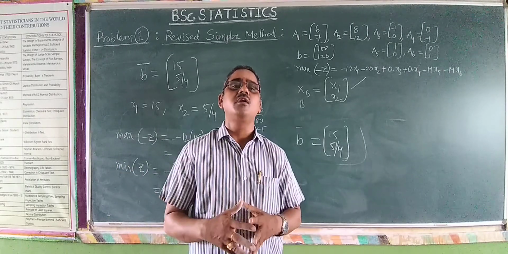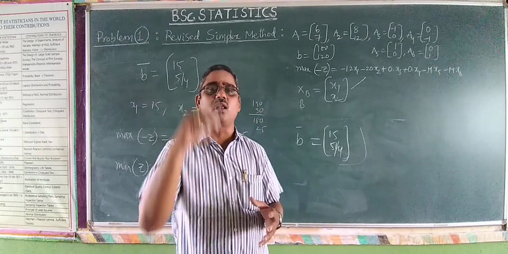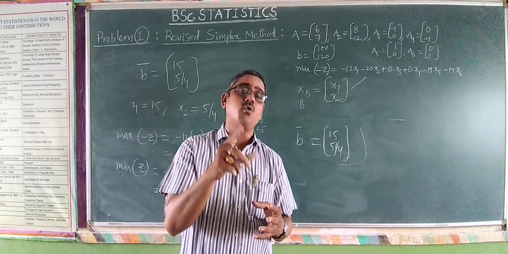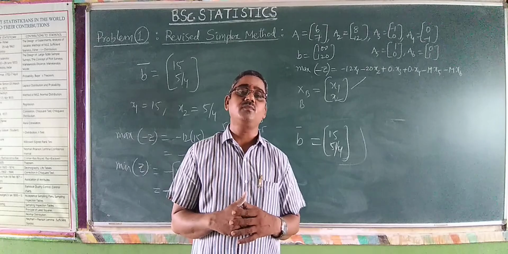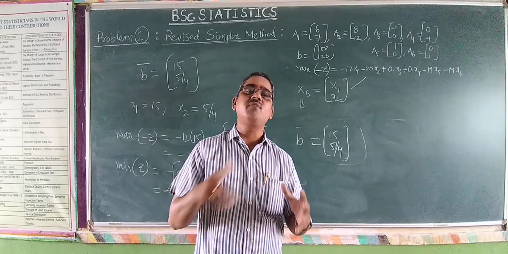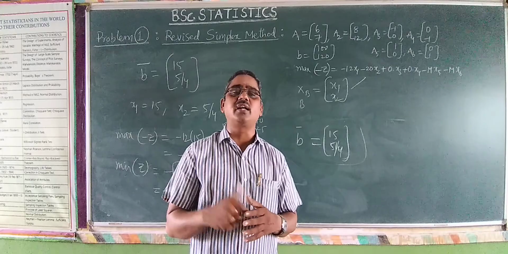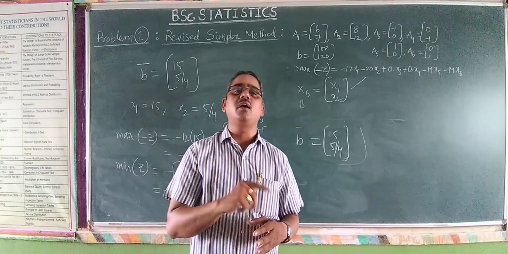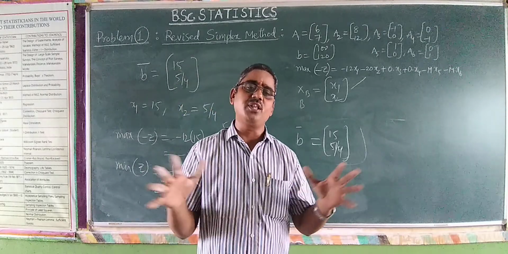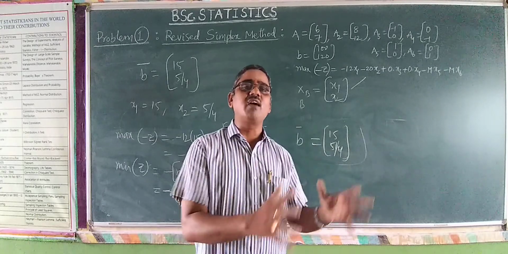After that you calculate the minimum ratio. Minimum ratio is the minimum of b bar by key column. As usual, if any element in the key column is negative or 0, you should not consider it. Only values greater than 0 you have to consider, again the simplex rule. Then this procedure decides which vector leaves the basis, that is which variable is going to leave the basis. So from this procedure you ultimately determine which vector enters and which vector leaves, what is the entering variable and what is the leaving variable.